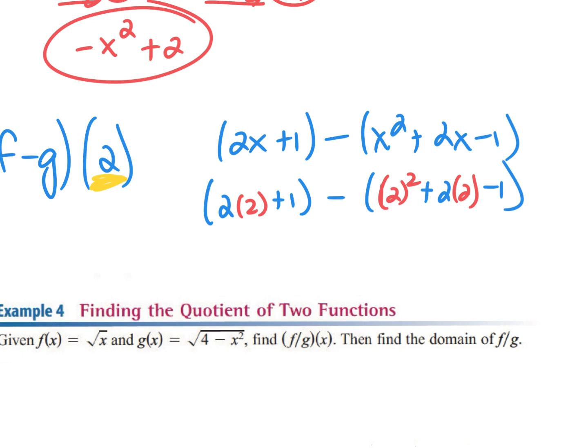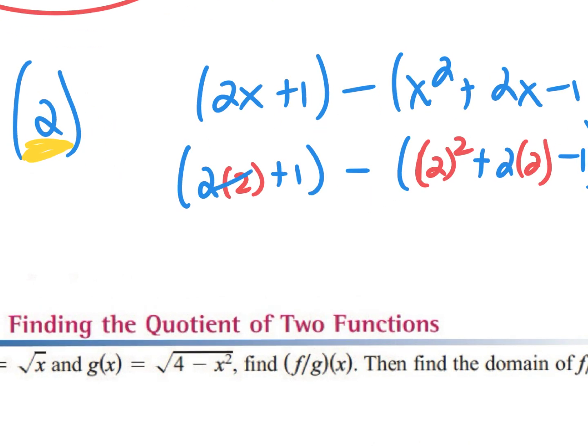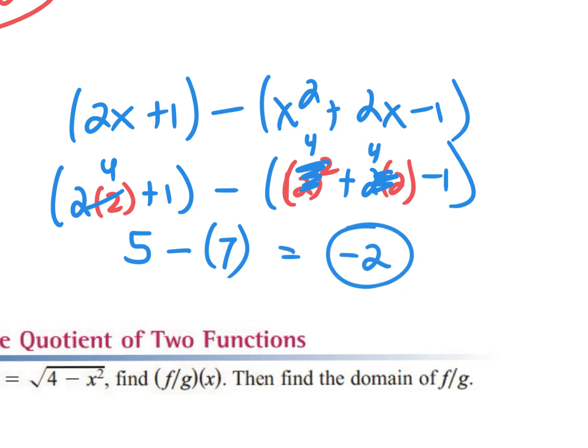So we evaluate. Do your parentheses first. What's 2 times 2? 4. And 4 plus 1 is? So you have 5 minus. What's 2 squared? 4. What's 2 times 2? 4. So 4 plus 4 is 8. Minus 1 is 7. So what's 5 minus 7? Negative 2. There's your answer.